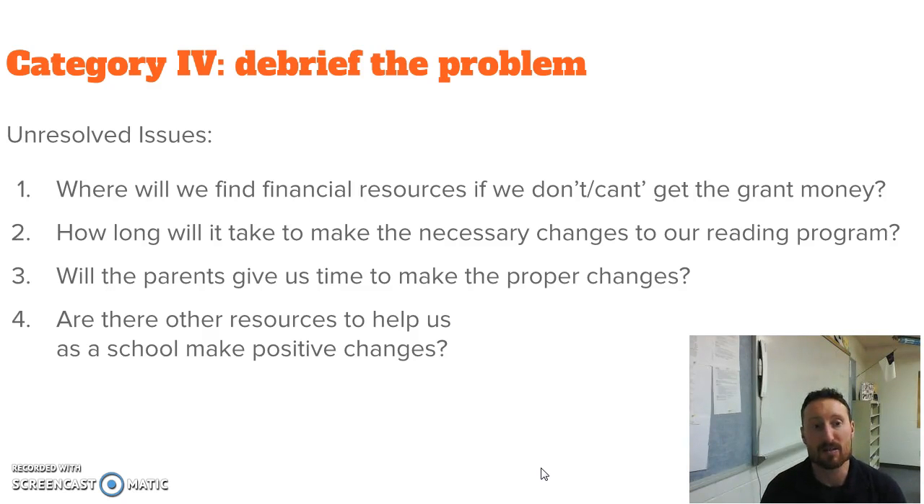A big thing in my mind is, will the parents give us time to make the proper changes? That's one of the things that in meeting with them, I know that I need to make sure to help them understand that it is going to take some time, but that we are working to a solution. And so, again, the parents' perception, their opinions of the school, we need them on our side. We need to be working together as a team. And then, again, are there other resources to help us as a school make positive changes? And so, outside of just what we already know, I'm very willing and want to look at other options and other avenues, other resources to help us be the best school that we can be.